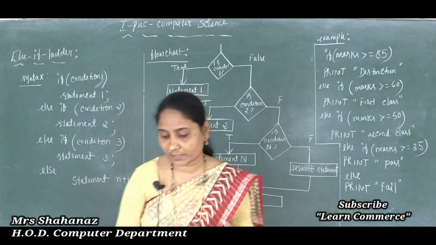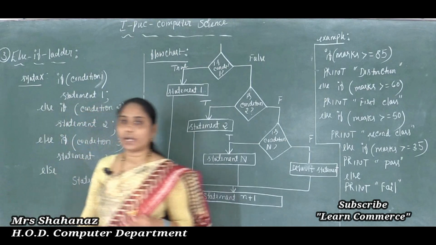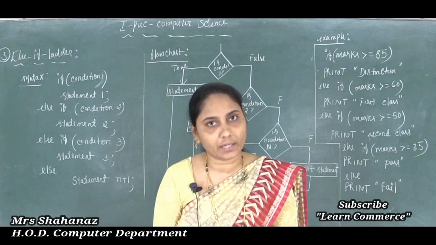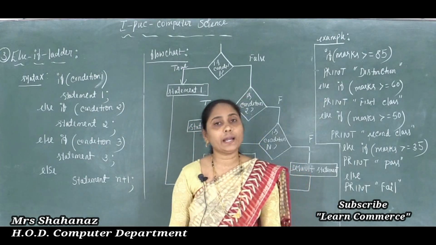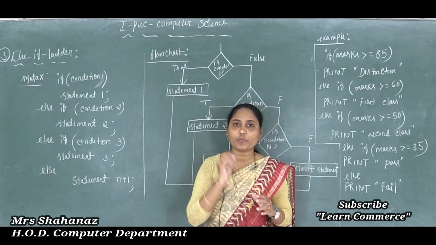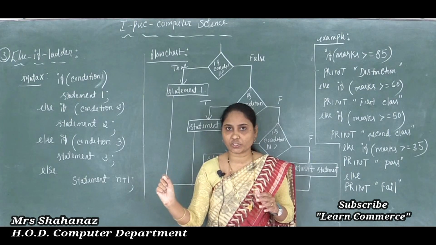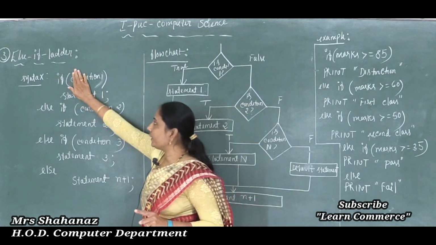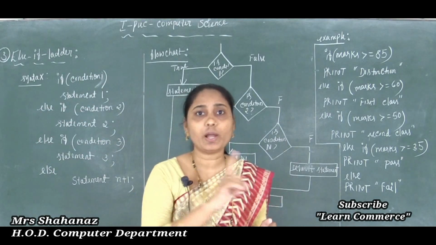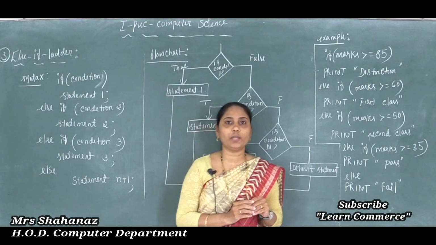the selection construct. The third important division of the selection construct is called the else-if ladder. The else-if ladder is divided into two formats. The first format is the if-else-if statement. Clear this point here? The else-if ladder is divided into two formats. The first format is the if-else-if statement here, and the second format is called the nested if statement.